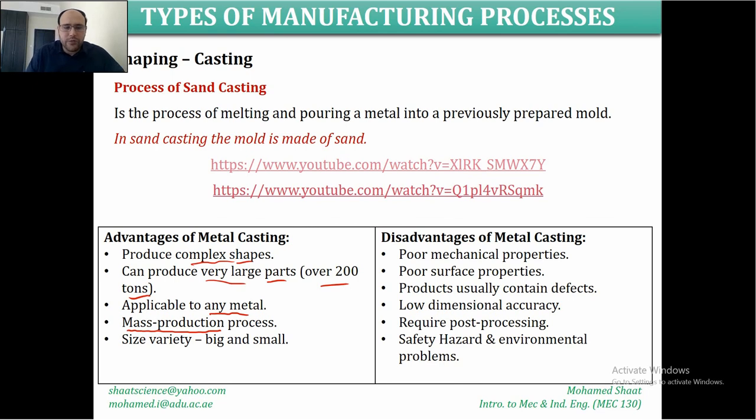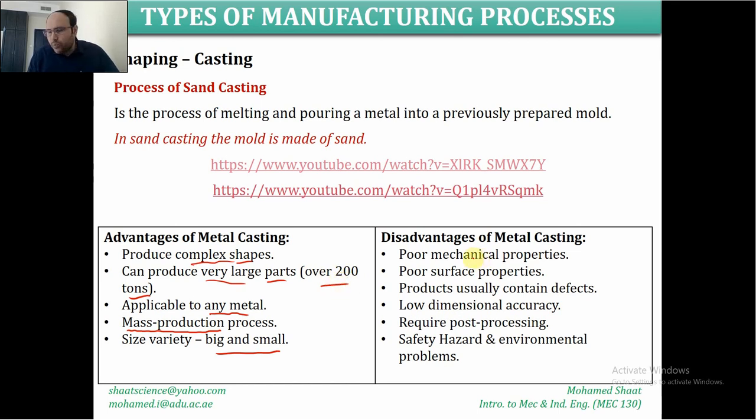Also, there is size variety, from big to small. We can cast so many products, whether they are small in size, like the base that I showed in the first video, or even huge parts, as I mentioned, over 200 tons.